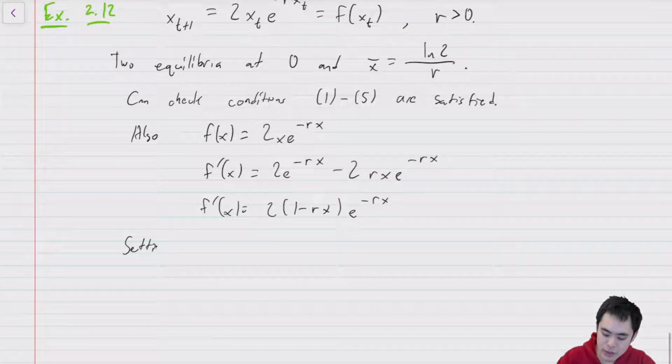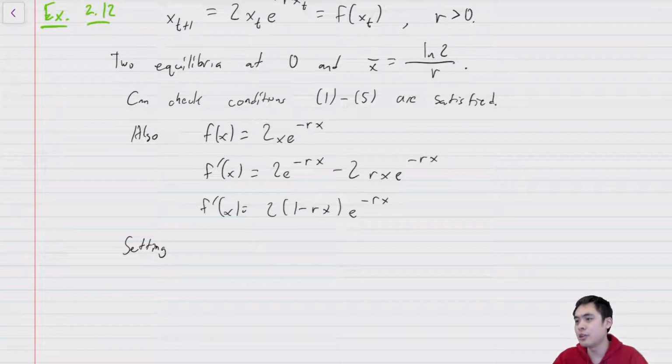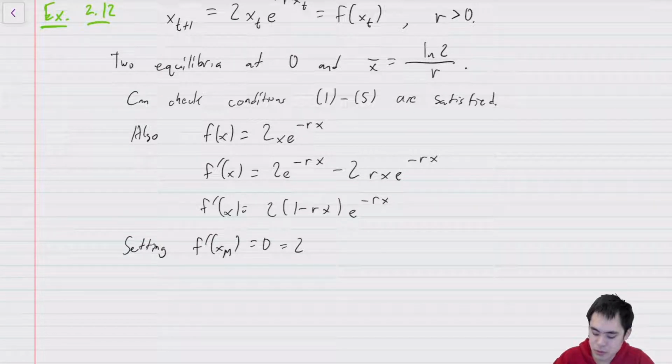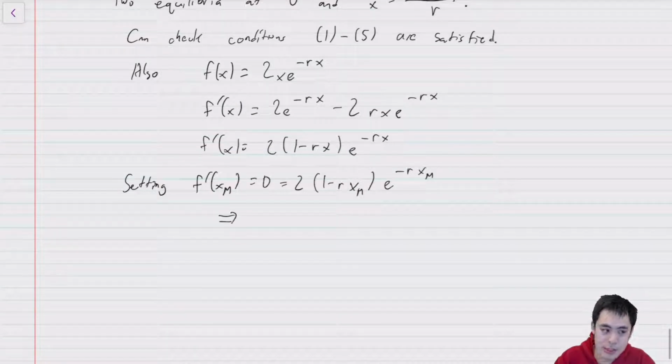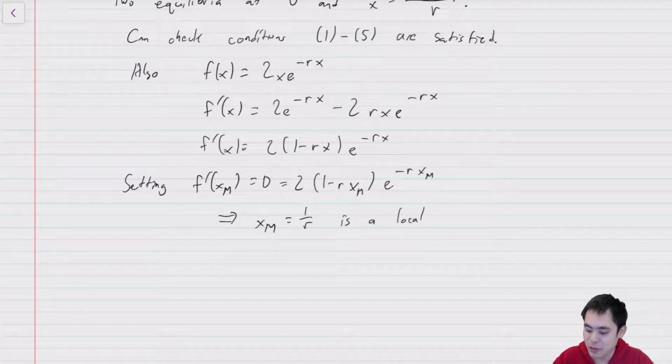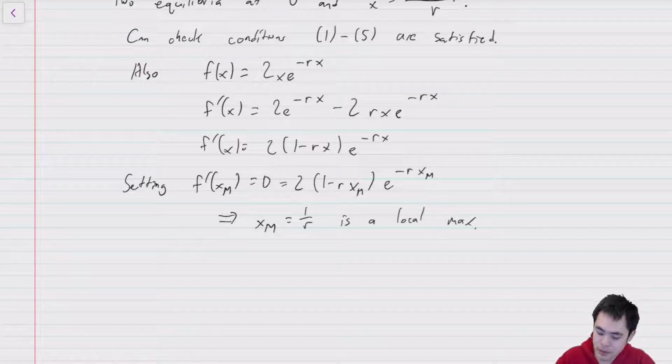So in order to find maximums, well, clearly any maximum on that open interval is going to have first derivative equal to 0, so it's going to have to be a local maximum. So f prime of x sub m is equal to 0, so setting that equal to 0, 1 minus r x sub m times e to the minus r x sub m, which implies that x sub m is equal to 1 over r is a local maximum. But the fact that it's a maximum instead of a minimum is something you'd have to check, but we're not going to do it right now.